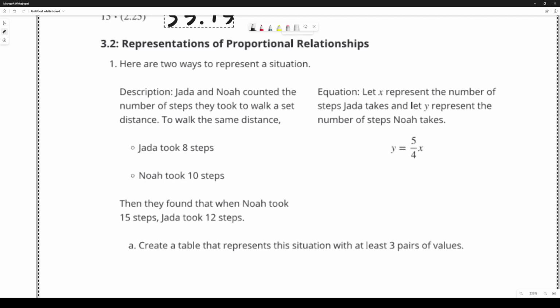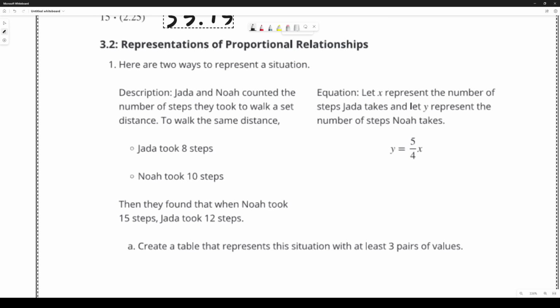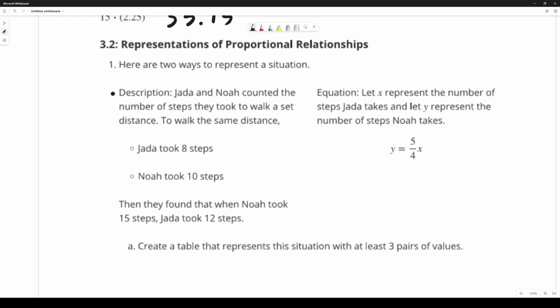All right, next let's look at 3.2, representations of proportional relationships. So we've got two ways to represent a situation here. One with a description and two with an equation. So let's start with the description. Jada and Noah counted the number of steps they took to walk a set distance. To walk the same distance, Jada took 8 steps, Noah took 10 steps. Then they kept on counting and they found that when Noah took 15 steps, Jada took 12 steps.